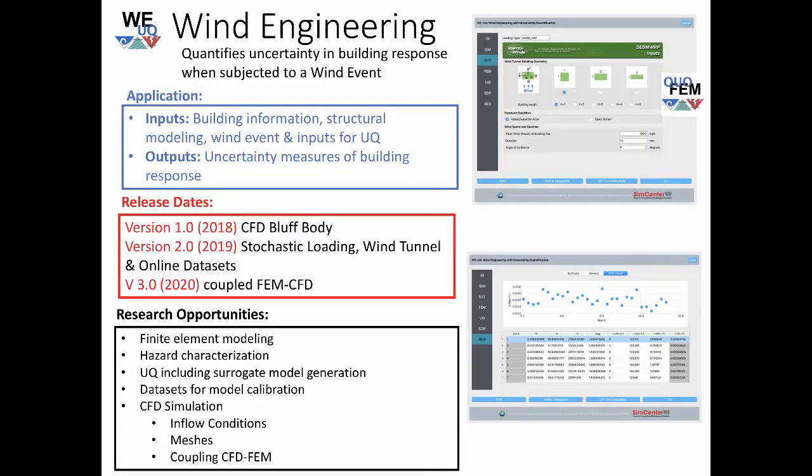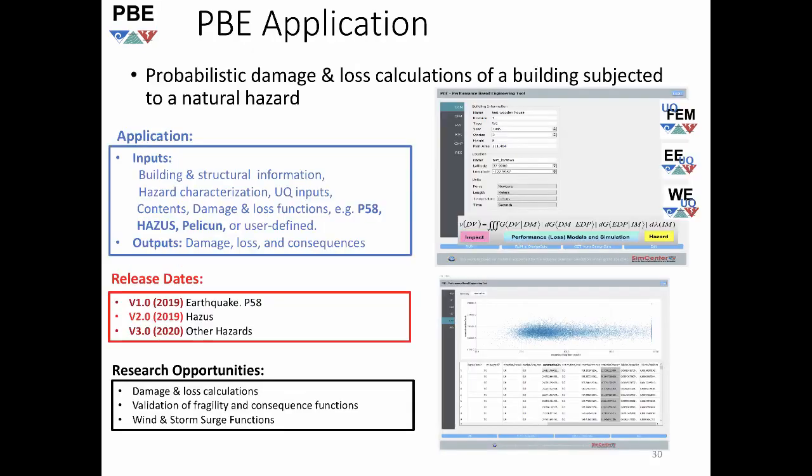The third application, WE-UQ, right here we're looking to quantify the response of the building when the building is subjected to a wind event. The wind loadings we're looking at are CFD simulations, wind tunnel events, and stochastic loading events. Finally, the PBE application. This is an application for determining the damage and loss when the building is subjected to a natural hazard. Again, it's building on top of EE-UQ and WE-UQ, bringing in all the different structural modeling and loading events. Currently, it's limited to earthquakes. We're hoping this year to get in the wind event loading so we can do performance-based wind engineering.